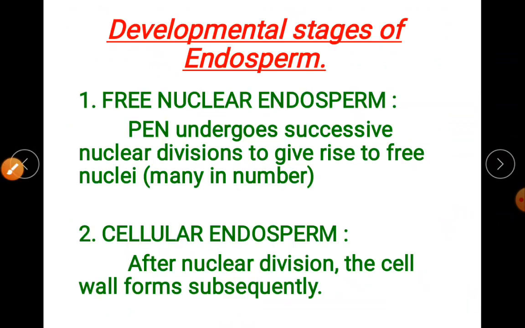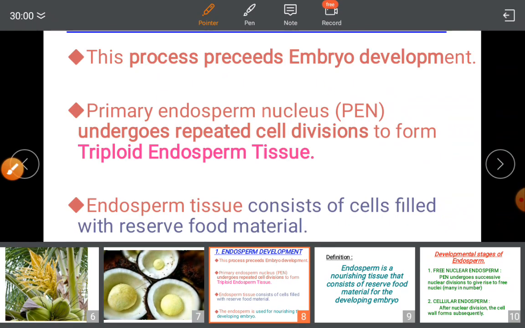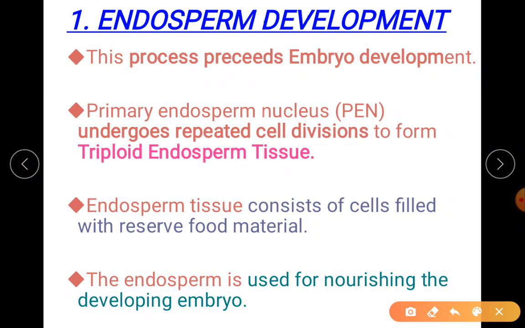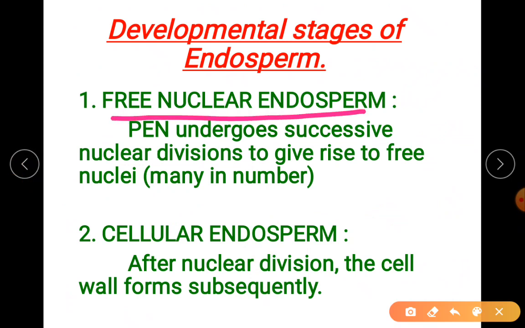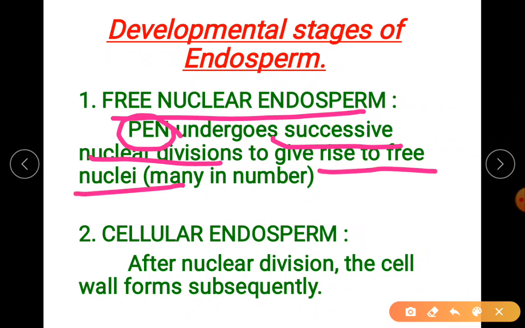Okay, so what I said before, just to recall, here I've told the primary endosperm nucleus undergoes repeated cell divisions. PEN or PEC you can write. The first step is free nuclear endosperm. So your nucleus, PEN, undergoes nuclear division. It undergoes successive divisions to give rise to free nuclei. When I say it gives rise to free nuclei, it is many in number.